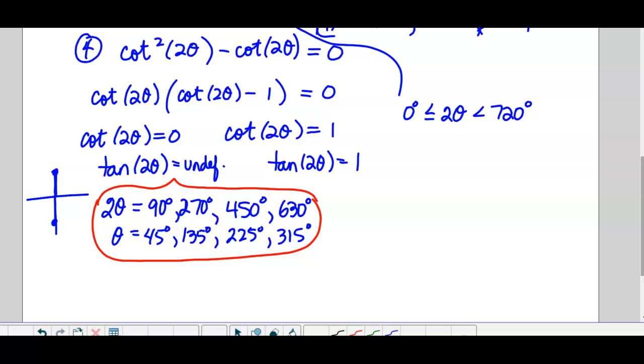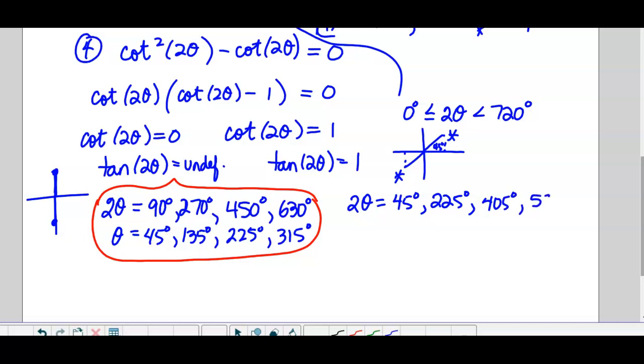Now, for this, tan of 2 theta equals 1. So tan is positive in the first and third. 1, remember, is the reference angle of 45 degrees. Okay. So 2 theta equals 45 degrees, 225, add 360, 405, add 360, 585. Divide by 2.